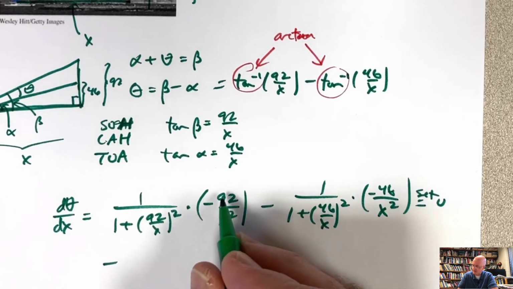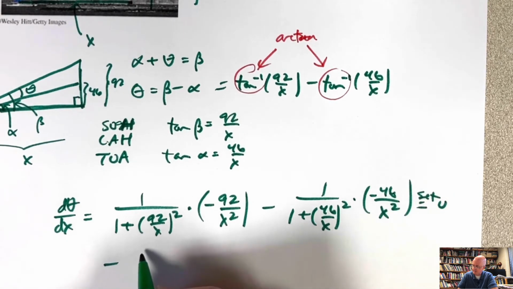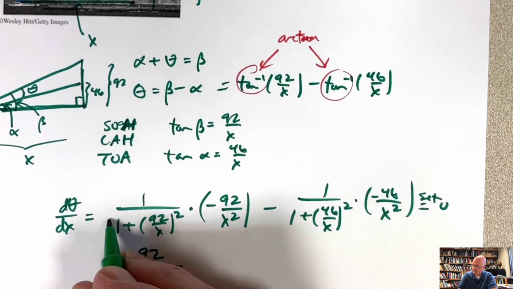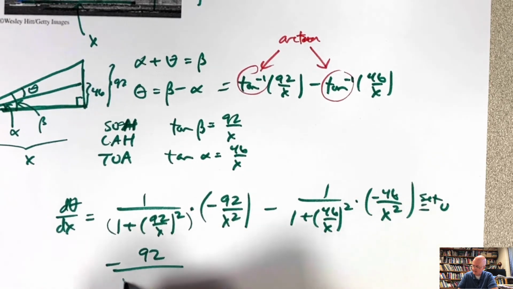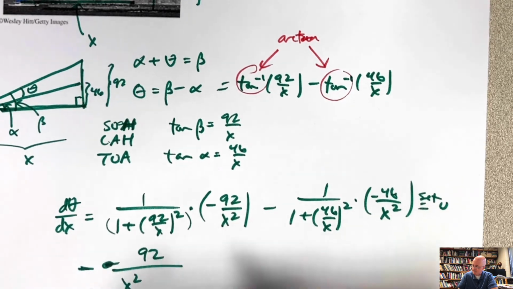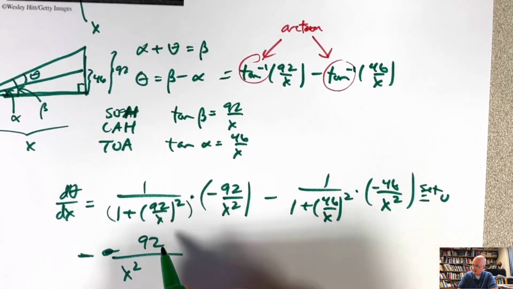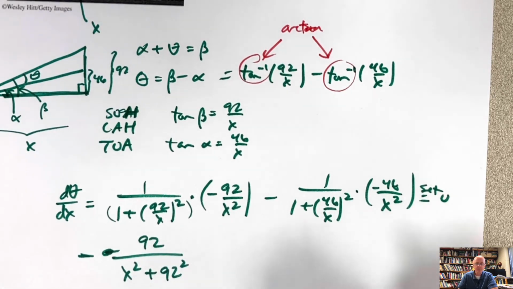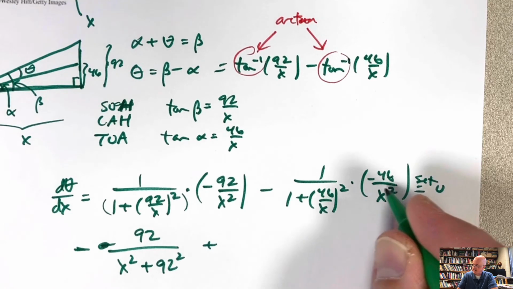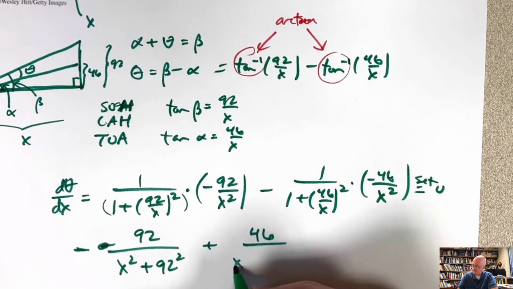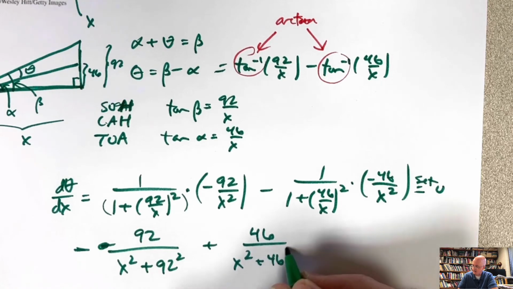Also multiply the 92 on the top and the negative 46 on the top up there, to get negative 92 over... if I distribute the x squared through the bottom here, 1 times x squared is x squared. This is a negative sign here, I'll put it here. X squared times 92 squared over x squared, the x squareds cancel, so you're left with 92 squared, whatever that is. Similar happens with this, and the 2 minus signs cancel. You get a plus 46 over x squared plus 46 squared.